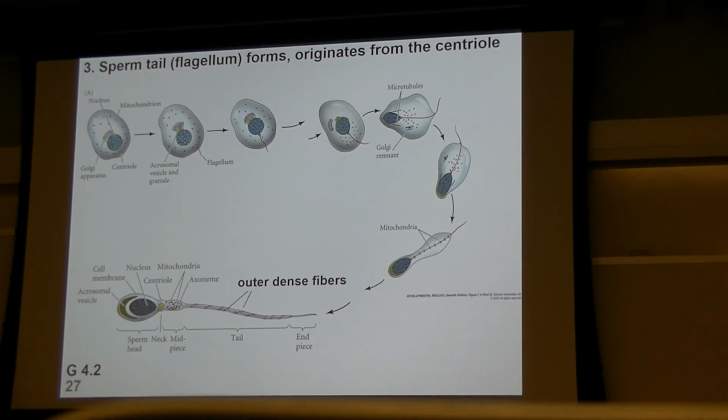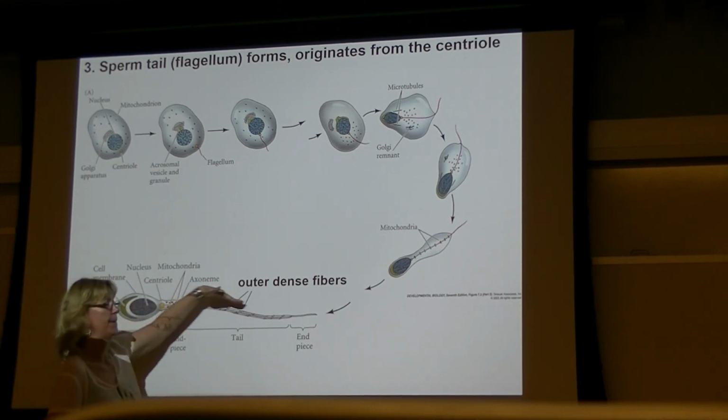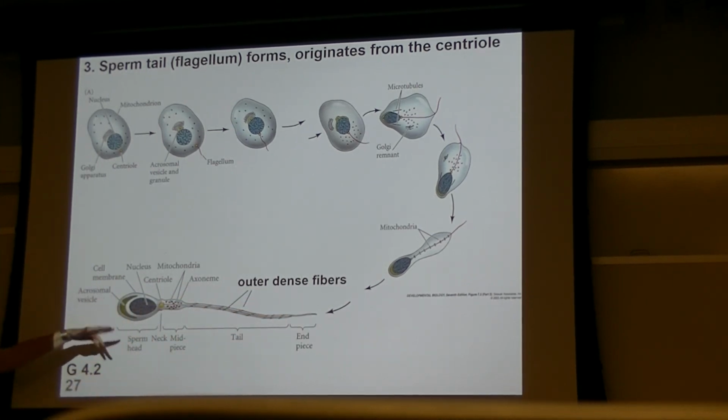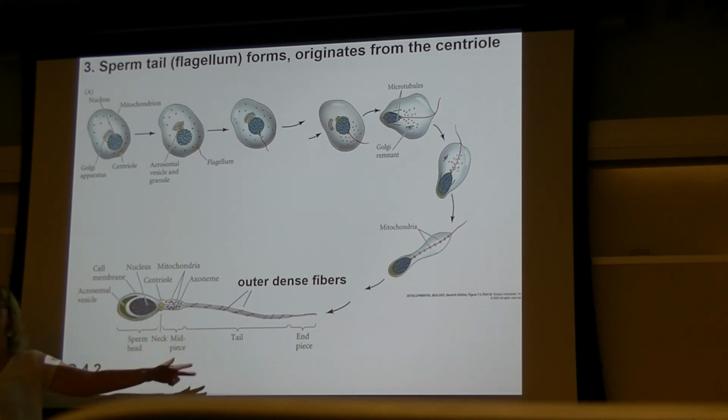So in the tail, the microtubule core is going to be wrapped with an additional set of proteins called dense fibers because of the way that they appear in electron microscopy sections. And then the whole tail is still surrounded by plasma membrane, because this sperm is one cell, and so we have a plasma membrane that goes around the entire outside of that cell.